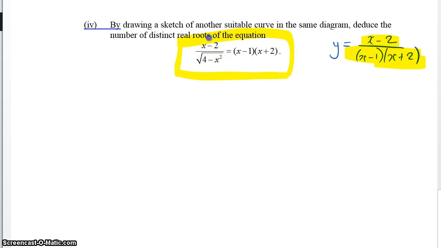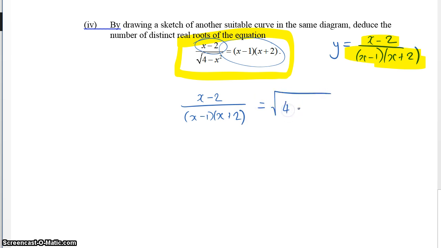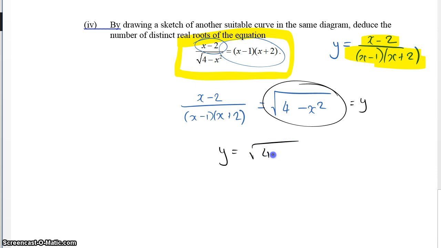And in this case it's quite easy. Here's my x plus 2, there's my x minus 1 times x plus 2. So rearranging, I get (x minus 2) over (x minus 1)(x plus 2) is equal to the square root of 4 minus x squared. So the graph that I need to draw is y equals this. So what is that graph? y equals the square root of 4 minus x squared.